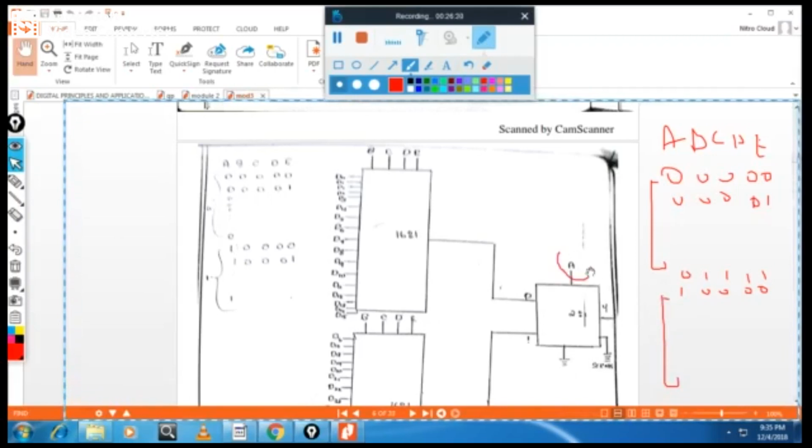So here A will take two values, 0 and 1. When it is 0, this IC will be selected. On this IC, based on this combination, a particular line is selected. For example, 0 0 0 0, D0 line is selected. 0 0 0 1, D1 line is selected. 0 0 1 0, D2 line is selected, like that. When A is equal to 1, this IC will be selected, and based on the combination here again, 0 0 0 0, 0 0 0 1, particular lines are selected here.